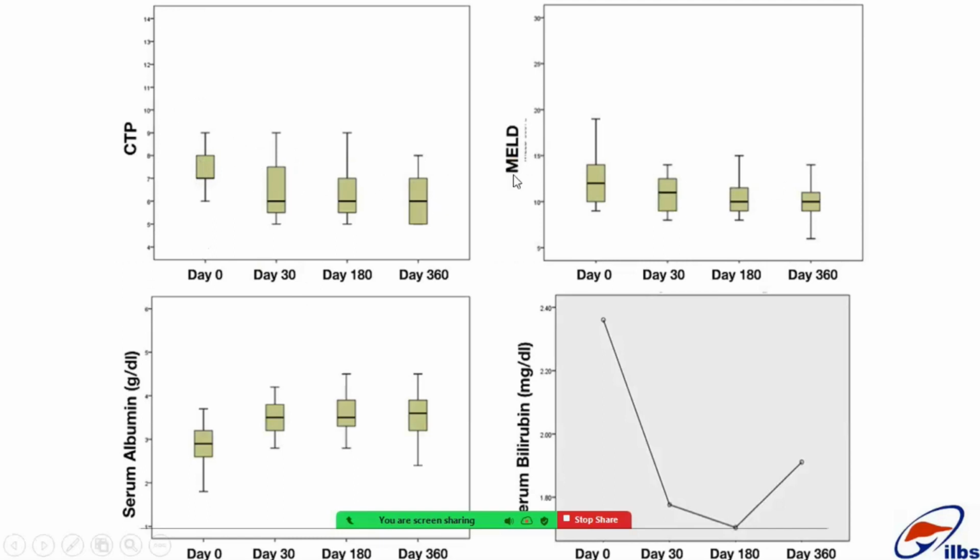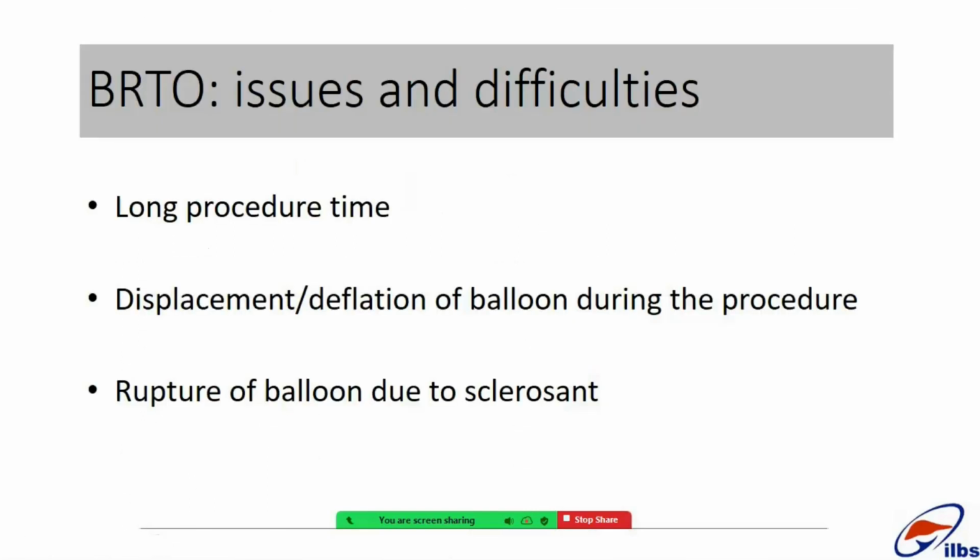MELD score similarly improves. Albumin goes up, so albumin improves. So overall synthetic function improves. But BRTO definitely had its own issues and difficulties, like the procedure time. The procedure time is 4 to 6 hours, and sometimes overnight.